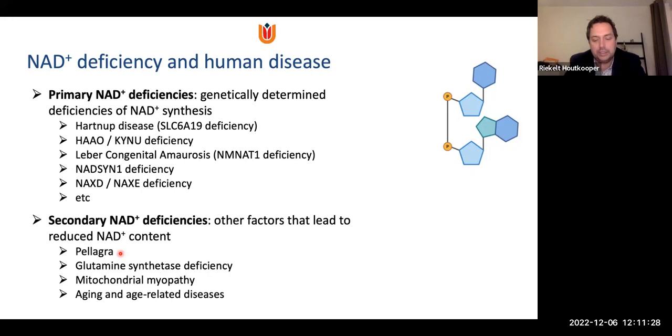It's a very serious disease, at least in the past, especially in countries where the diet is primarily corn-based. This strictly corn-based diet induces this vitamin deficiency, which then causes pellagra. But also other diseases where there's a secondary deficiency of NAD, glutamine synthetase deficiency, mitochondrial myopathy, but also aging and age-related diseases, where we do know from the work that I will show you in a couple of slides that NAD becomes depleted with age.